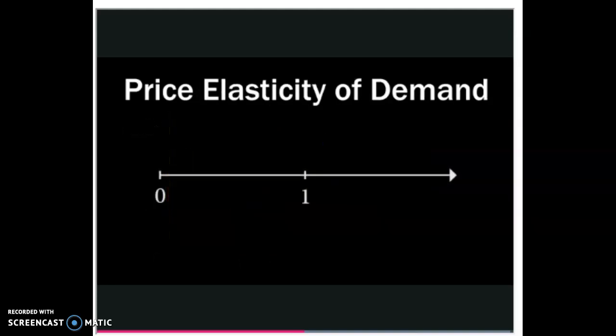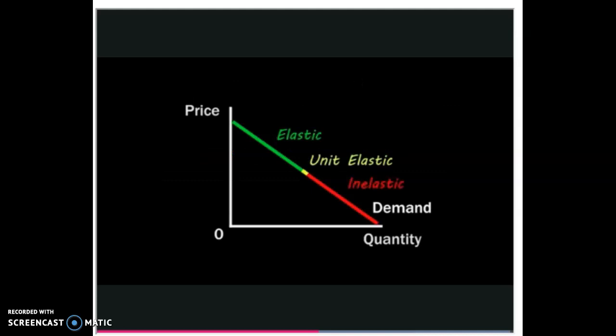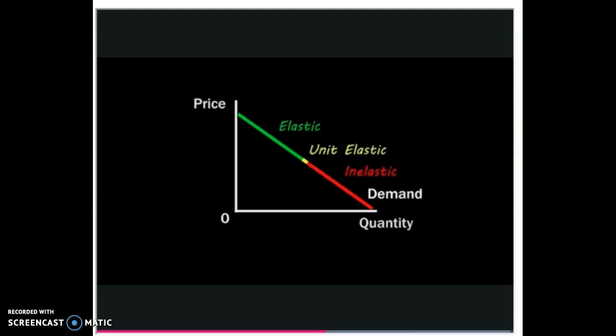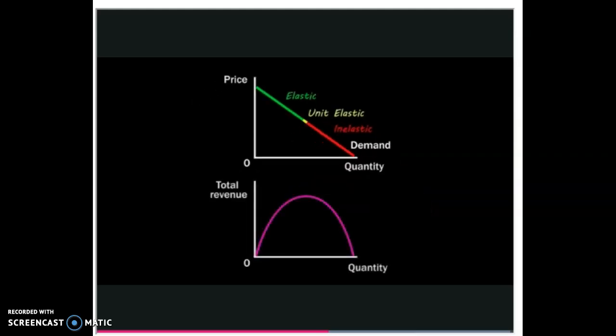When the price elasticity of demand is less than 1, we describe the demand as inelastic. When the price elasticity is 1, the demand is unit elastic. And when the elasticity is greater than 1, the demand is elastic. A downward sloping straight demand curve is unit elastic in the middle, elastic on the left side, and inelastic on the right side. This graph shows how the total revenue changes as the price rises and the quantity decreases.